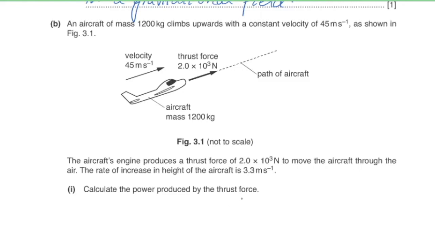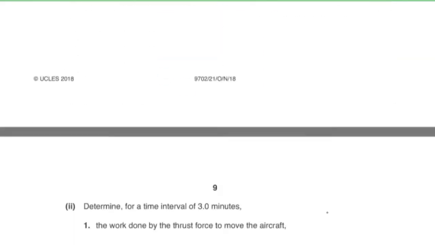So power is going to be equal to the thrust force times the velocity with which this aircraft is moving. So the thrust force is 2 × 10^3 multiplied by the velocity with which it's moving, that's 45 meters per second. And so 9 × 10^4 watts of power is produced by the thrust force.